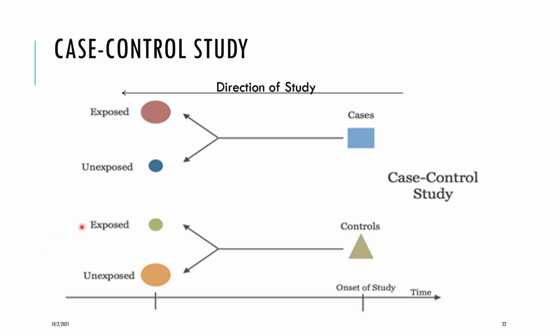Now, the direction of the study is backwards, hence the name retrospective. So at the beginning of the study, the outcome has already occurred. So we have our cases who have the disease, and we select our controls who do not have the disease. Then we retrospect, we go back and look at exposure.